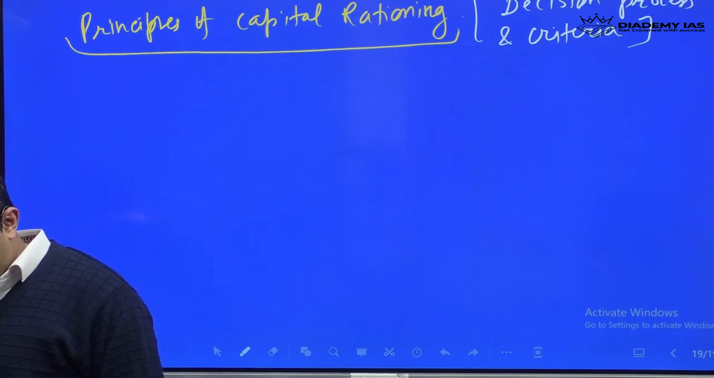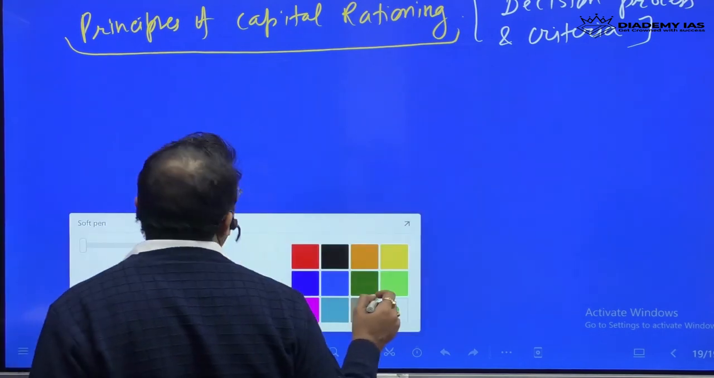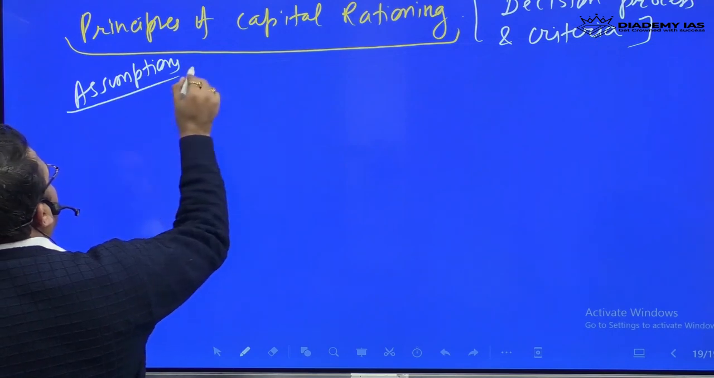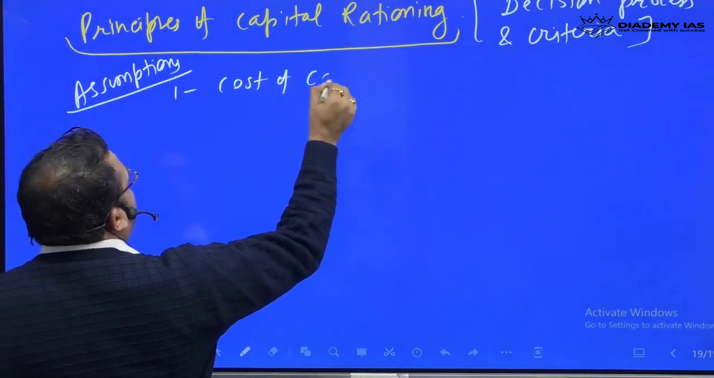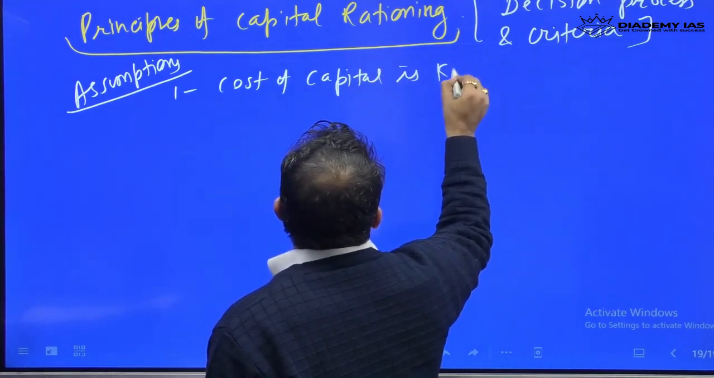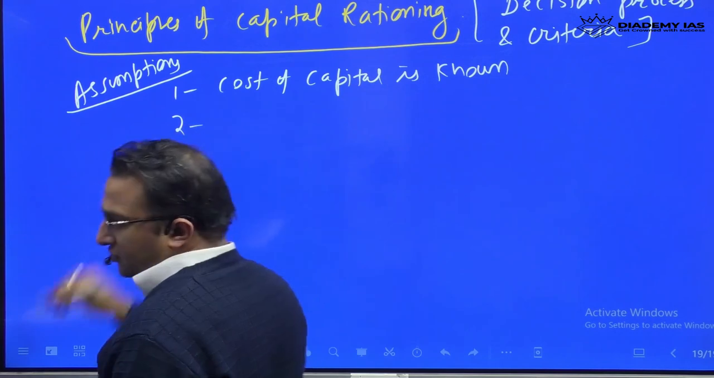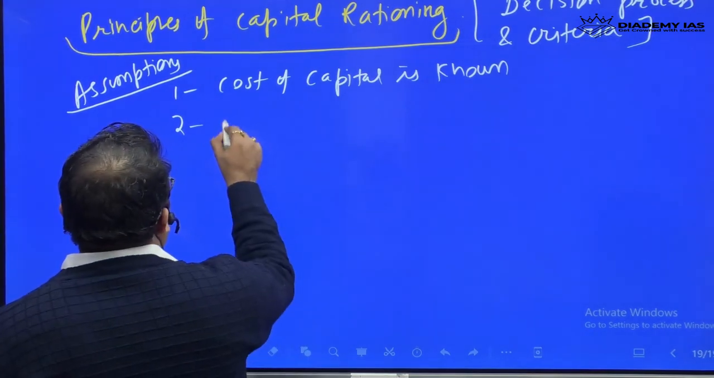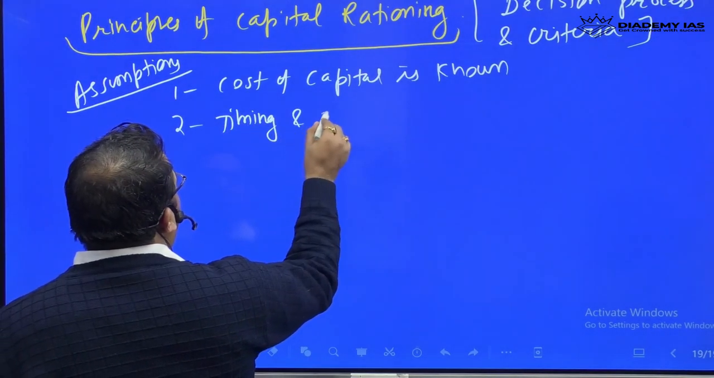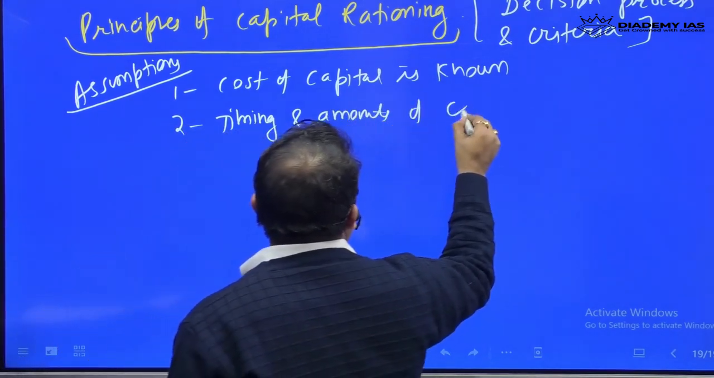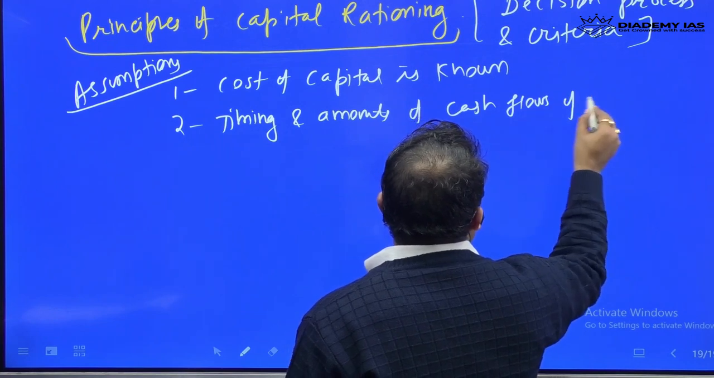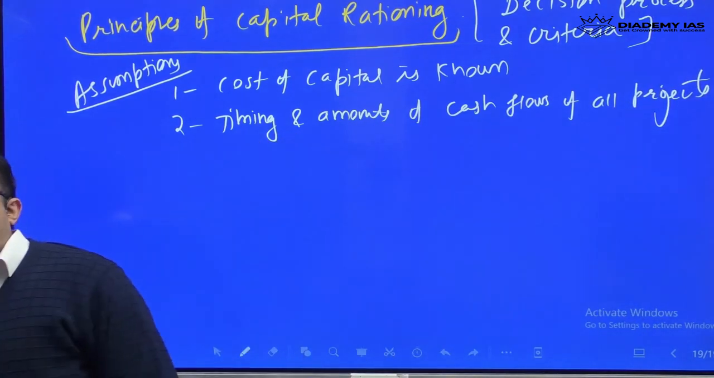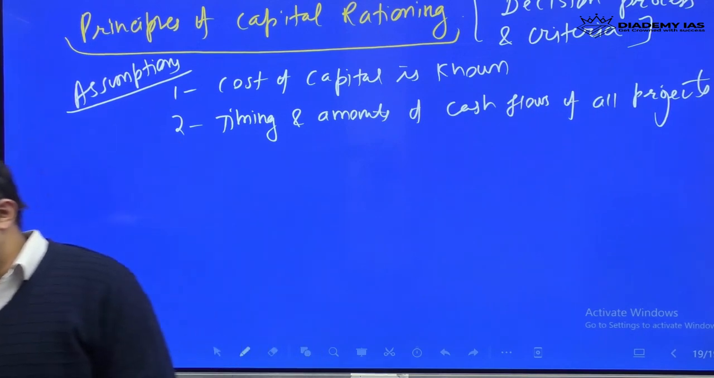First of all, we have some assumptions. Number one, the cost of capital is known. We are aware what the discounting factor or the cost of capital is. Second assumption is that we are aware about the timing and amounts of cash flows of all the projects. That means we have the requisite data of all the projects. Then only we can compare, and then only we can go for decision making.